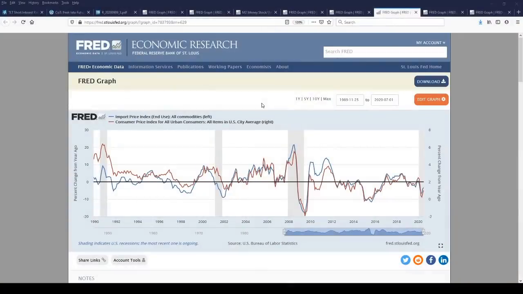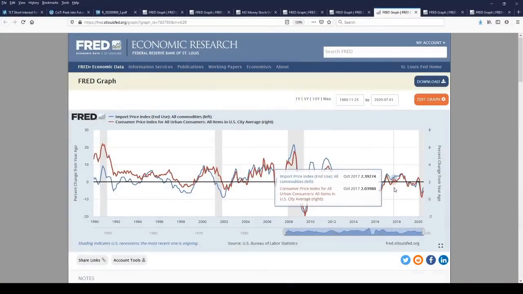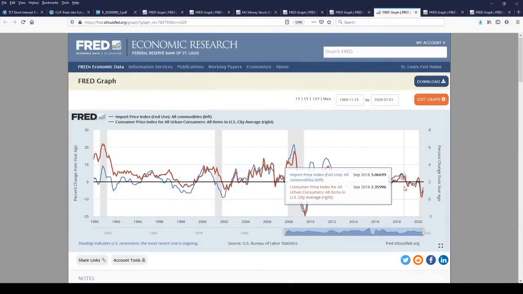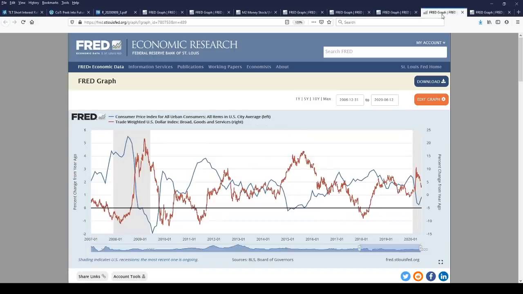So here you can see the consumer price index is really the import price index, which is really the price of goods and services coming out of China. Now, let's go on and look at what influences the consumer price index, or prices on goods coming out of China, and that is the dollar.